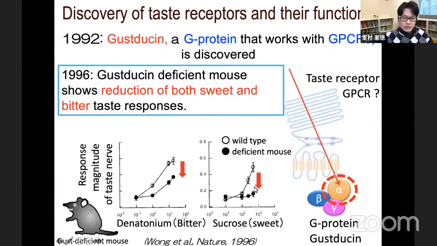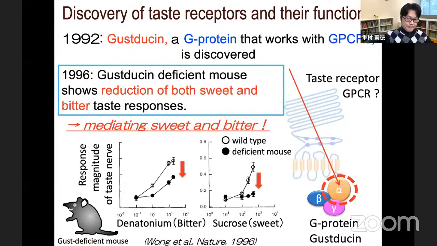Such a reduction was also observed in the response to a sweet substance, sucrose. Such a reduction was not observed in the other taste qualities, salty and sour. These results reveal that gustducin plays a role in mediating the bitter and sweet signal transduction in taste cells.